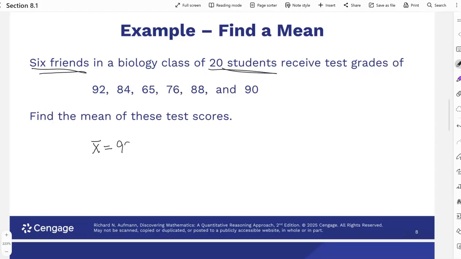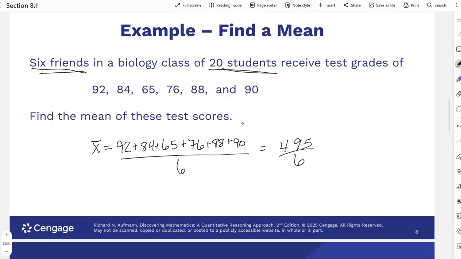And the way we would do this is we would add all the test scores. And then we would divide by how many test scores we had. So this is 495. And if I divide that by 6, I got 82.5.